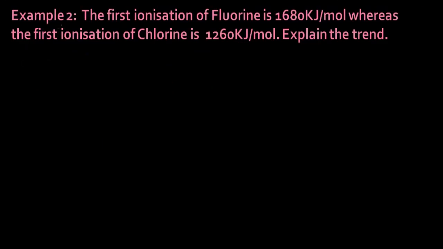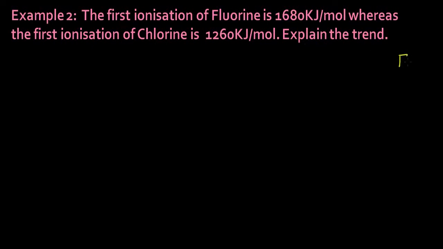Now let's understand all this with the help of some more exam style questions. The second example is: the first ionization energy of fluorine is 1680 kilojoules per mole, whereas the first ionization energy of chlorine is 1260 kilojoules per mole. So explain the trend.